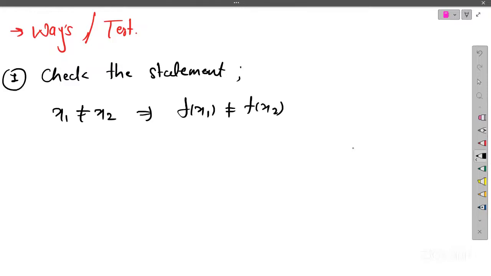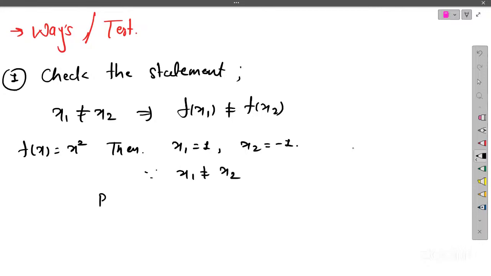You can check the statement. It means you can find two distinct x1 and x2 for which the output is the same, and you can say that because of this, the statement is not true for these particular values of x1 and x2, so the given function is not one-one. So for example, if I take f of x equal to x square, then obviously we can take x1 equal to 1 and x2 equal to minus 1, and we can say that x1 is not equal to x2, but f of x1 is equal to f of x2, which is equal to 1.